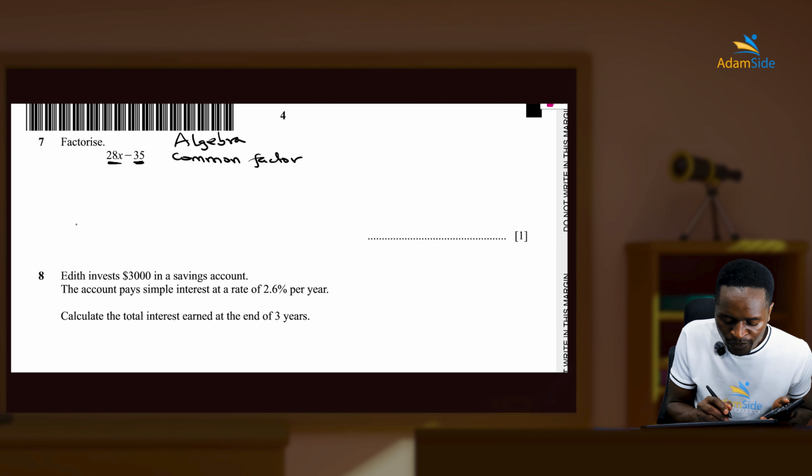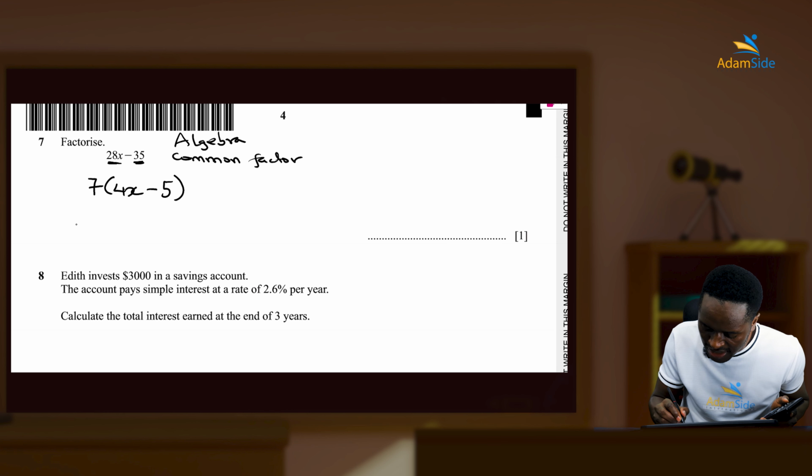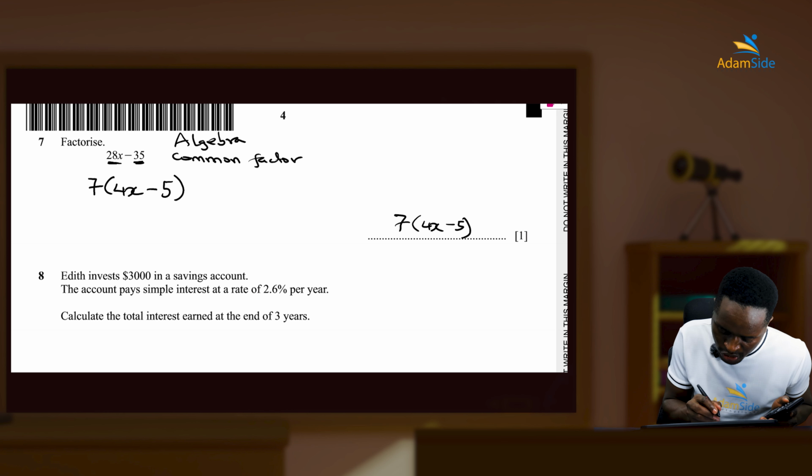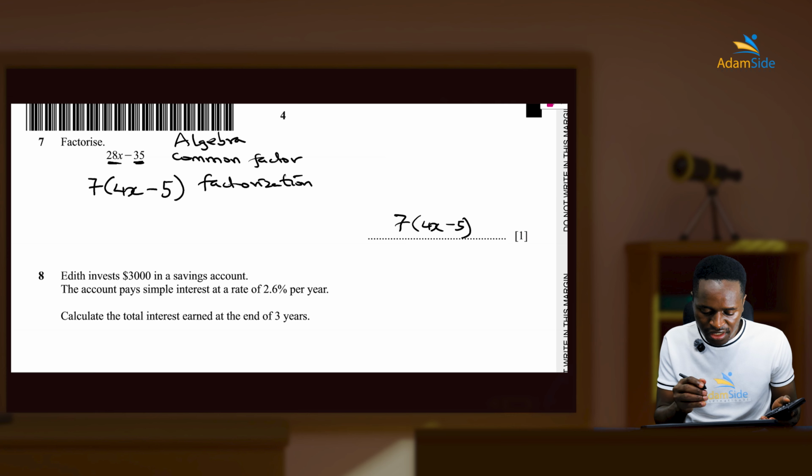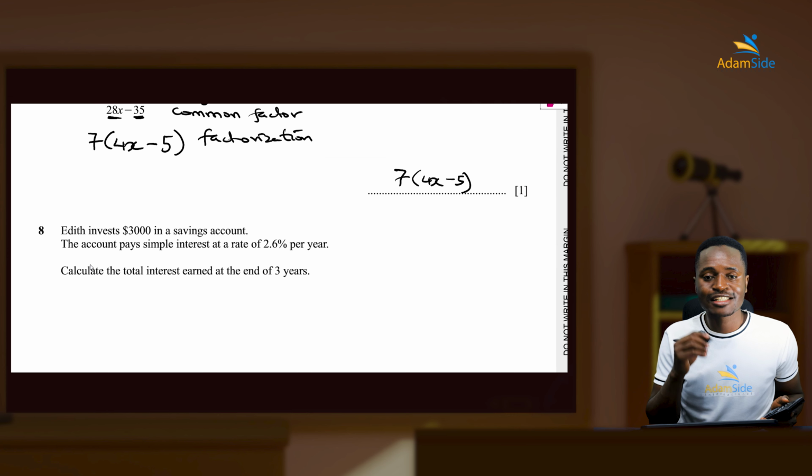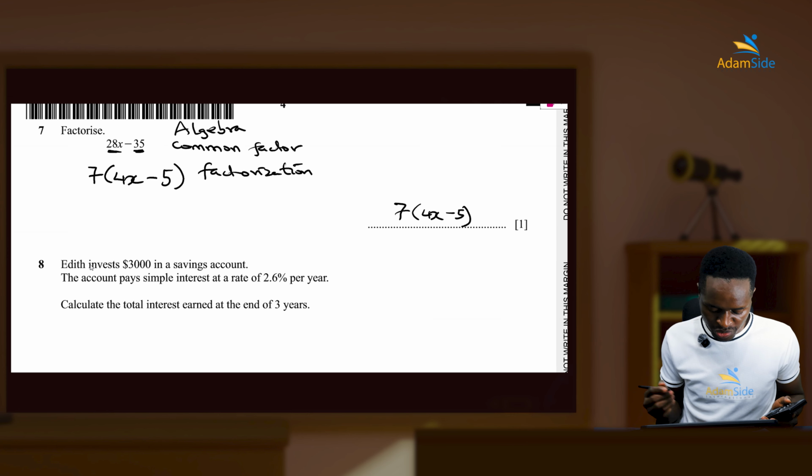Obviously, it will be 7. So 7 divides 28, 4. So you open with 7: 28x divided by 7 gives 4x, and 35 divided by 7 gives 5. So that's minus 5. And your answer is 7 into 4x minus 5. This is algebra, but in the topic of factorization. So if you're doing the IGCSE exam, please review factorization and expansion of algebraic expressions.